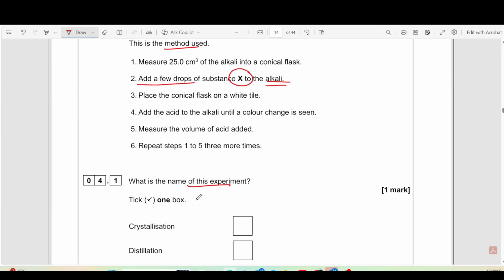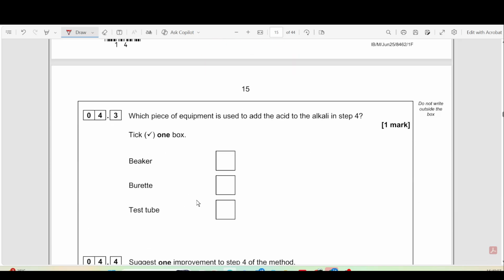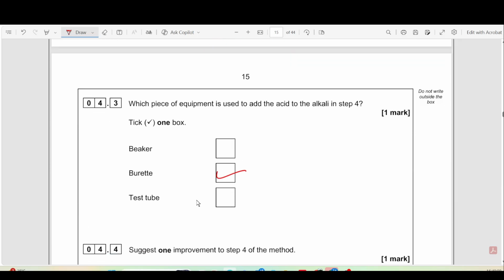Yeah, here we go. So step 4 says add the acid to the alkali until a color change is seen. So what is used? It is called a burette. Here you can see this option is correct. It is used in titration to add acid to alkali in a controlled manner, like drop wise.